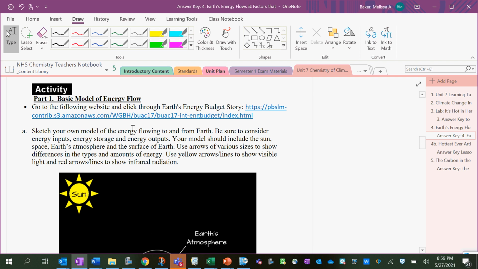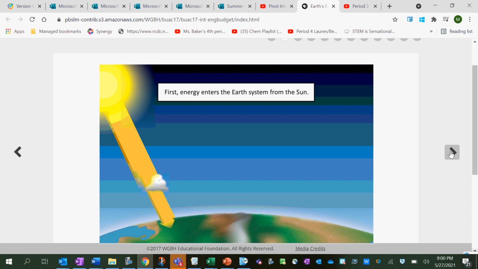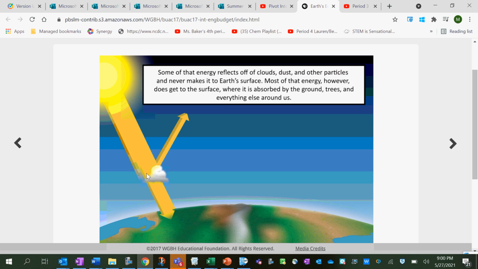Okay, then let's take a look at this basic model of Earth's energy budget story. It's kind of just a click through. So first, energy enters the Earth system from the sun. Some is reflected off of clouds, dust, and other particles, and never even makes it to Earth's surface. Most of the energy, though, does get to the surface, where it is absorbed by the ground, trees, everything around us, buildings.